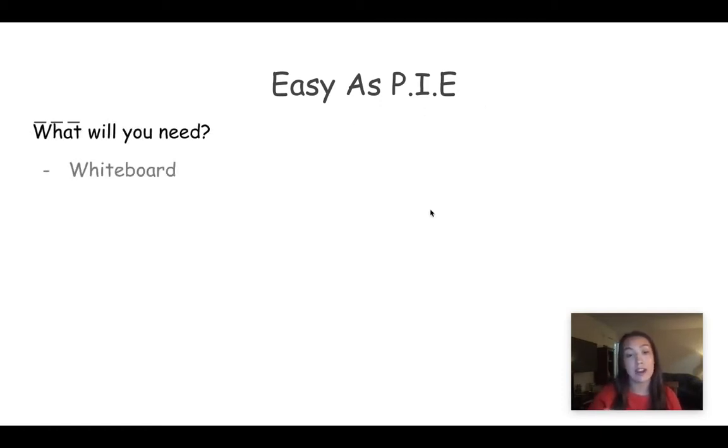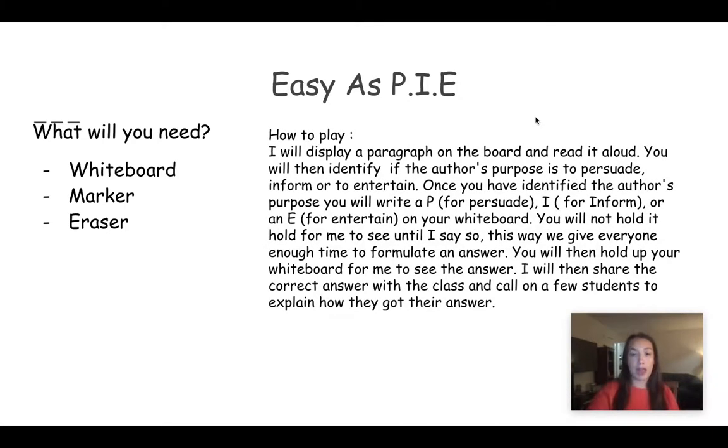So for the students that are in the class, they're going to be needing a whiteboard, a marker, and eraser. But if you're watching this online, you can just write down your answers on a piece of paper, or you can just say them in your head and then wait until the correct answer is shared in the video. So how to play. I will display a paragraph on the screen and read it aloud. You will then identify if the author's purpose is to persuade, inform, or entertain. Once you have identified the author's purpose, you will write a P for persuade, I for inform, or an E for entertain on your whiteboard, or in this case, in your head or on a piece of paper.